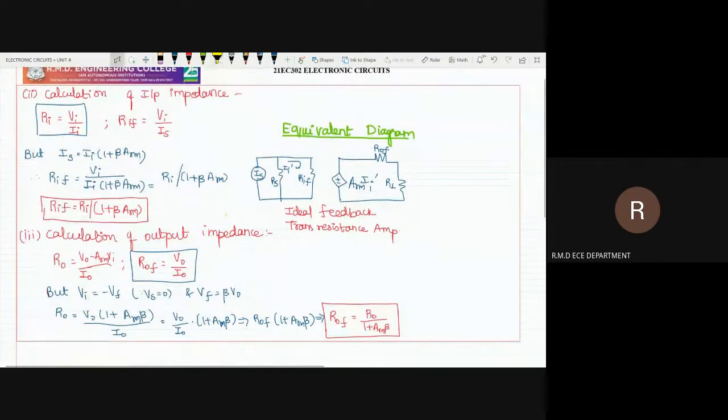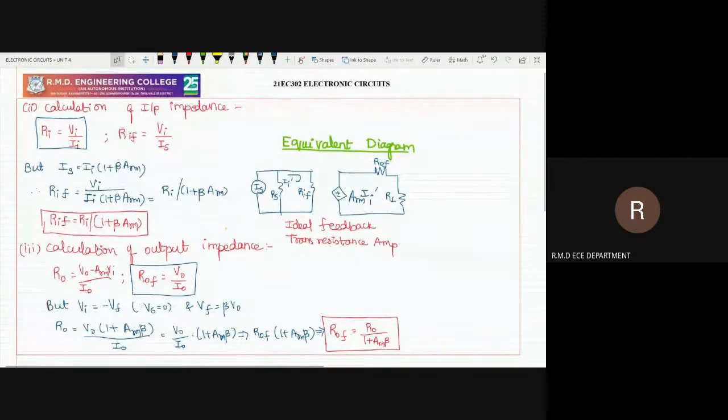Calculation of input impedance can be written: RI will be the same formula, RIF will be equal to VI by IS. So you are getting the formula RIF will be equal to RI divided by 1 plus beta into ARM. And calculation of output impedance, same way. Our output is your voltage, so distribute the numerator term. And we are getting the equation ROF will be equal to R naught divided by 1 plus ARM into beta. Finally, have to draw the ideal feedback trans resistance amplifier.